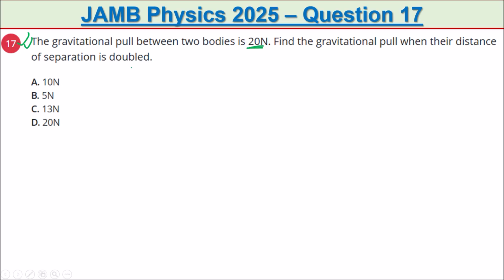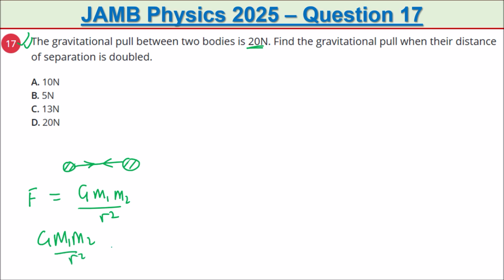Now, for us to address this, we need to recall universal gravitation. The law of universal gravitation says two objects in a gravitational field attract each other by a force that is given by: attraction is equal to universal gravitation G times mass 1 times mass 2 over the square of the distance of their separation. So in this particular case, we are saying G m1 m2 over r squared is equal to 20 newtons, because they were attracting each other by a force of 20 newtons.